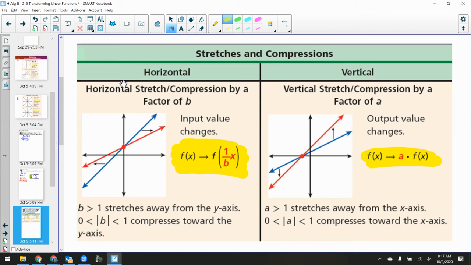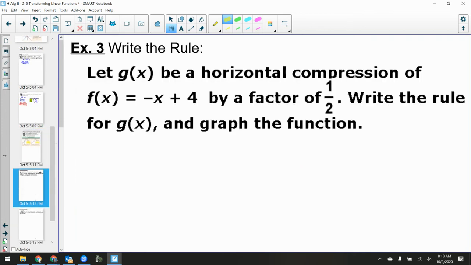Okay, let me let you in on a little secret. This left side of this table will never change throughout the entire year. This whole left side of this table does not change throughout the entire year. I will reference this time and time again. What will change throughout the year is the right side of this. How does it apply to each transformation? That's what we're going to look at throughout the year. Okay, let's do a couple more examples.